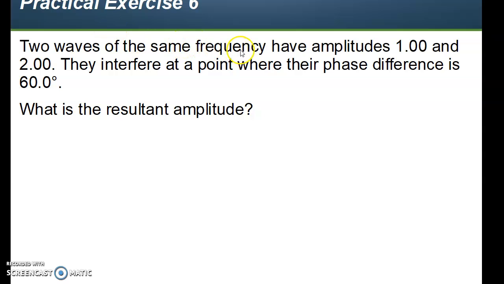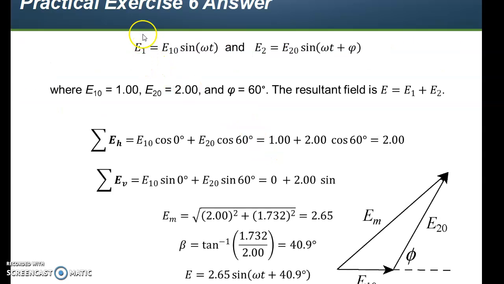You've got 2 waves of the same frequency. They have amplitudes of 1 and 2 respectively. They interfere at a point where their phase difference is 60 degrees. What is the resultant amplitude? Now this one, if you have E1 equals E10, where E0 is the value that they gave you, 1, and E2 is E20 sine omega t plus phi. So this is your original one. This is the one that's separated from that by this angle phi. This is the phase difference. And phi, as they mentioned, was 60 degrees, right?